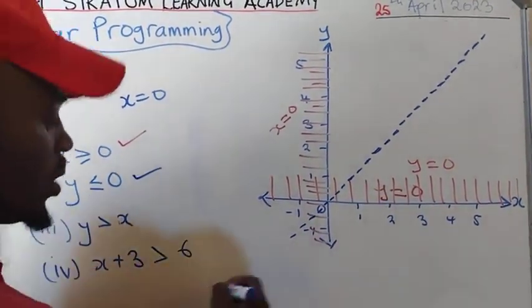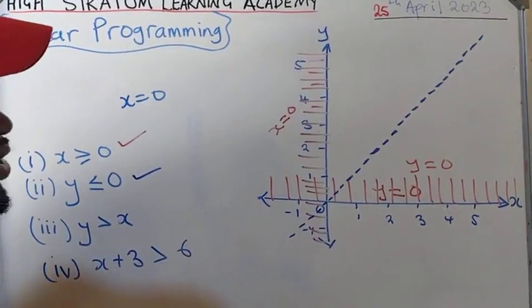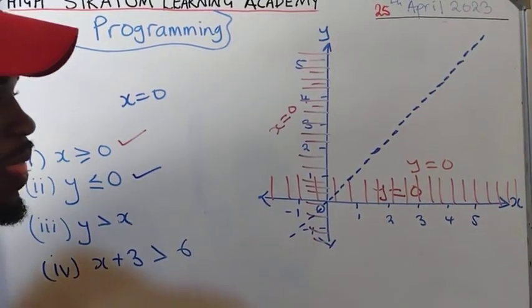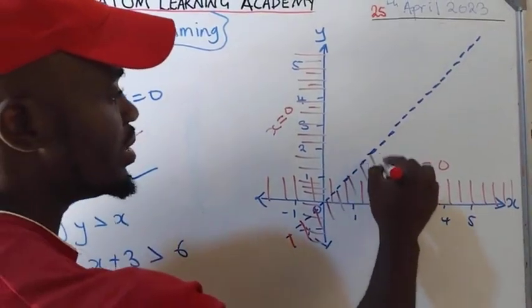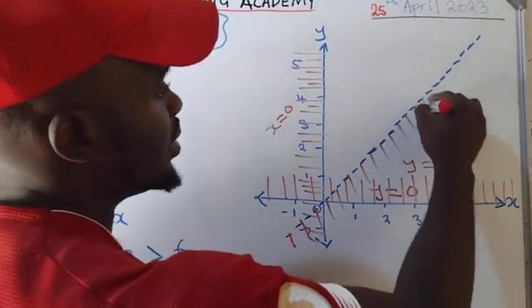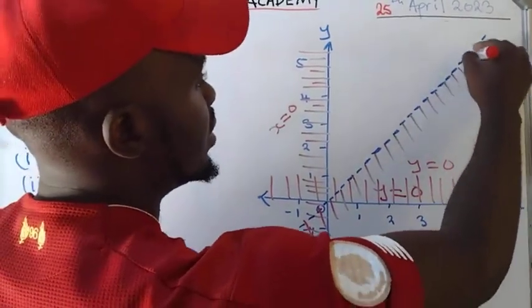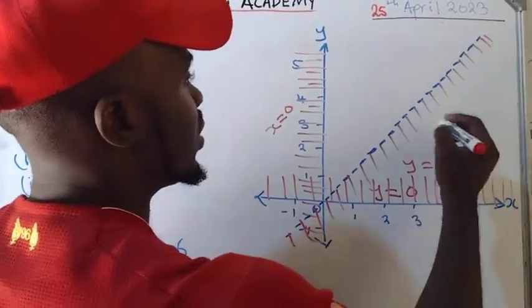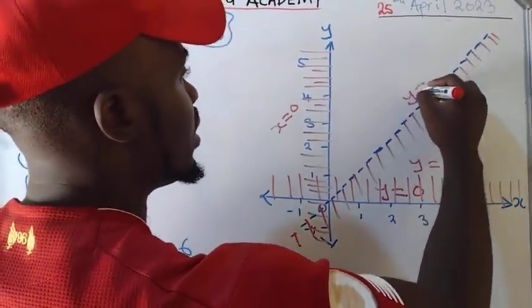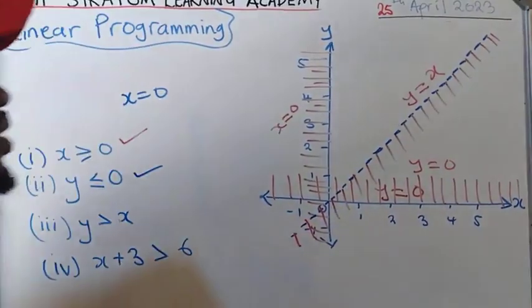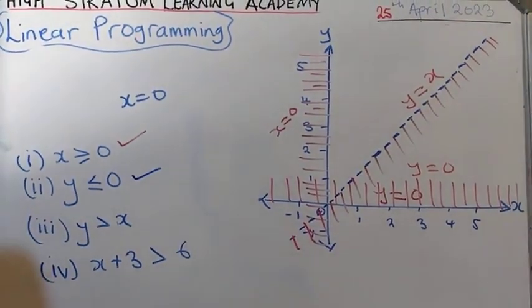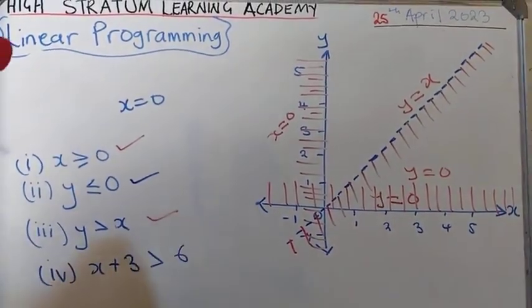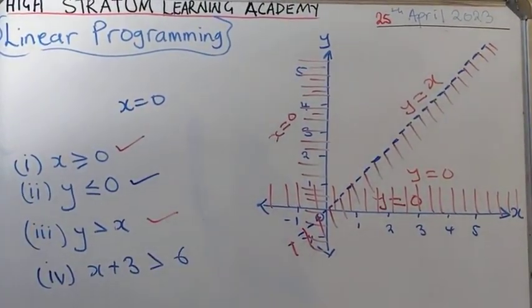So where is the unwanted region going to be? I'm going to shade here. This is the opposite, the unwanted region, even say y equal to x. I hope you are following. So we have answered this. We now come to this one.